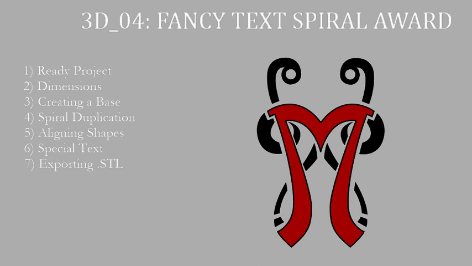Let's dive right into it and get our project ready. We're going to create a base. We're going to duplicate some objects in a spiral. We're going to align some shapes, and then we're going to put our text in there. We're going to use the special text tools that are available in Tinkercad. All right, let's get right to it. First, we're going to open up Tinkercad and create a new file here.